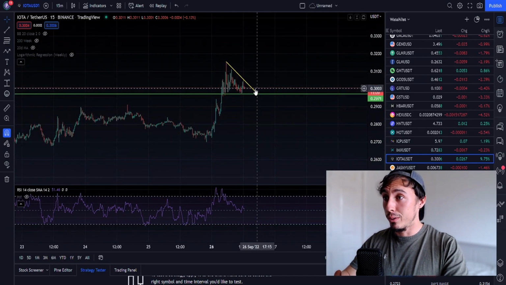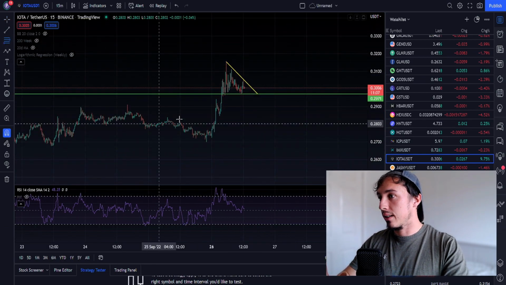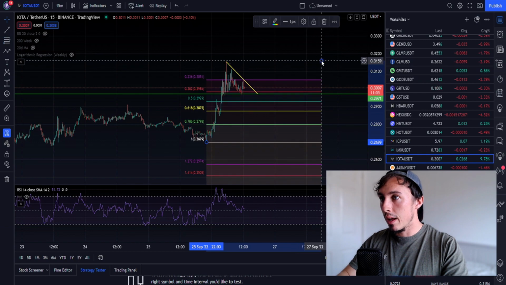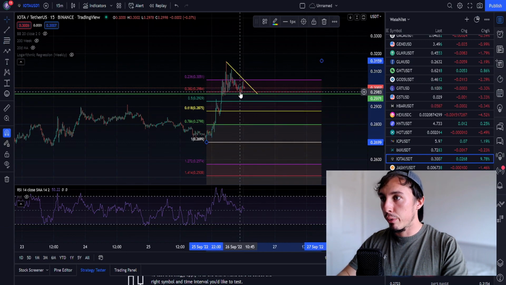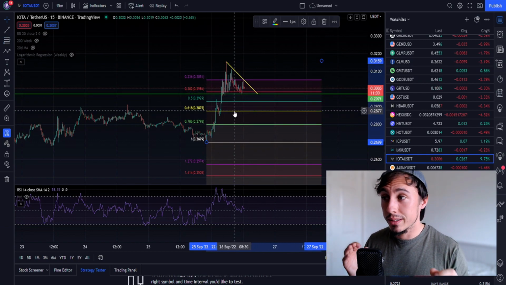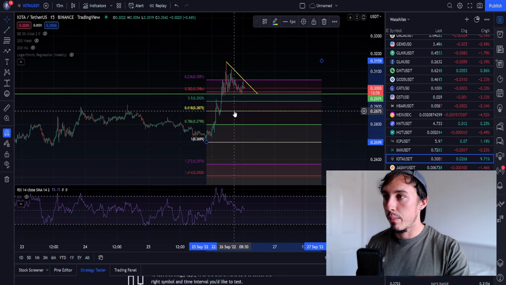Now we can still lose support here, guys. Let's not get too excited. If we use our Fib retracement tool, because we have now a bounce of the 0.382, we could still come down to the 0.28 level or even the 0.5 at 0.29.